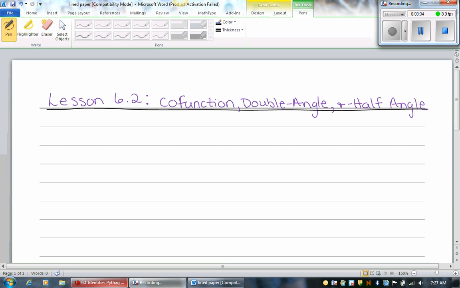other identities. We'll also be able to use the double angle identities to find function values of twice an angle when one function value is known for that angle. You'll be able to use the half angle identities to find function values of half an angle when one function value is known for that angle. And lastly, you'll be able to simplify trig expressions using the double angle identities and half angle identities. Okay, so what we're going to start with is cofunction identities.